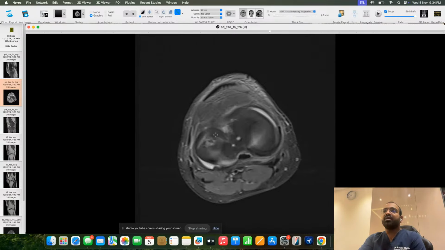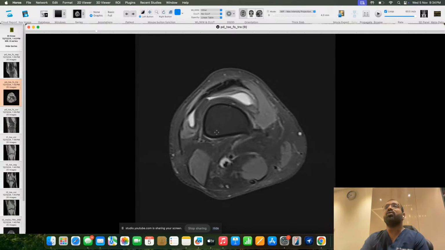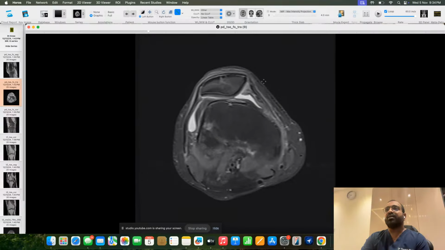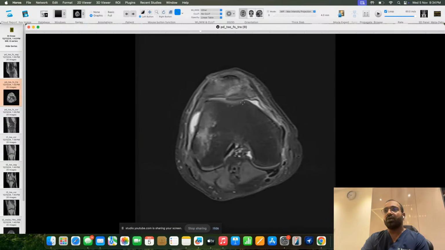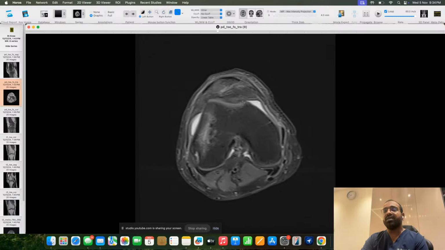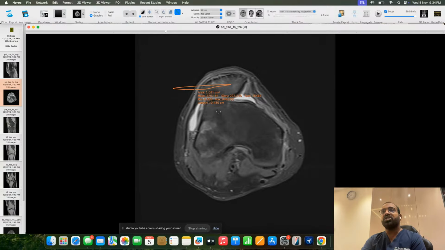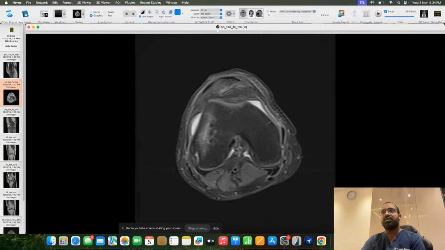And other than this, we need to know whether the patella tracking is correct or not. To know that, we need to measure the TT-TG distance. What is TT and what is TG? TT is tibial tuberosity. This is the tibial tuberosity, sitting here, right? And TG is the trochlear groove. My trochlear groove is sitting here.